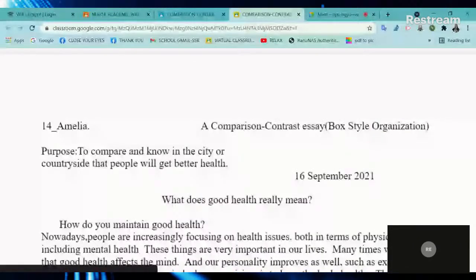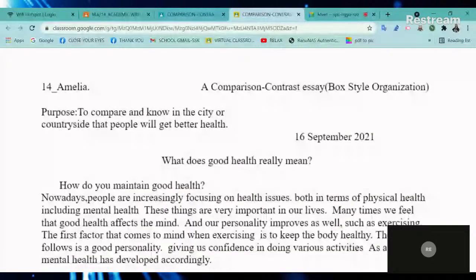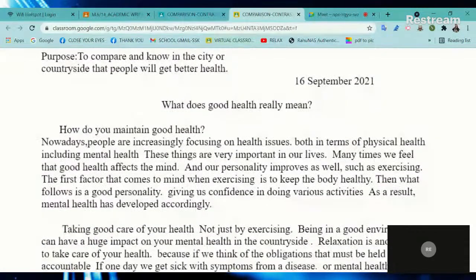Okay. I do box style, and my purpose is to compare and know whether in the city or countryside people will get better health. The title is What does good health really mean? How do you maintain good health? Nowadays, people are increasingly focusing on health issues, including physical health and mental health. These things are very important in our life. Many times we feel that good health affects the mind, and our personality improves as well.